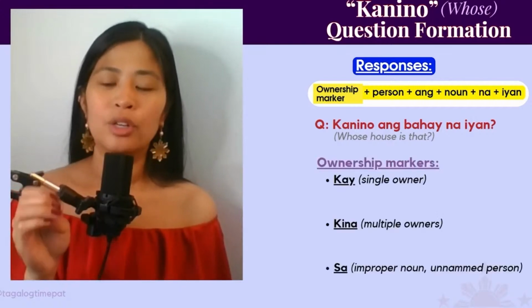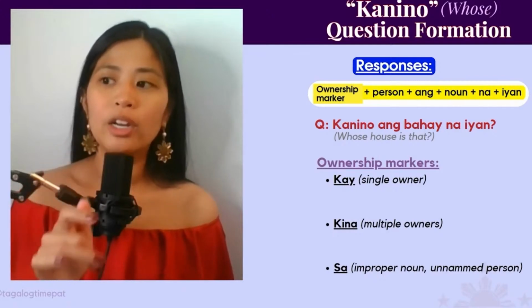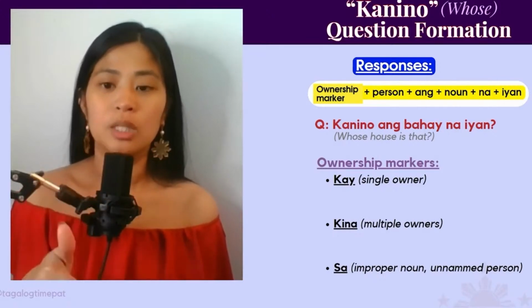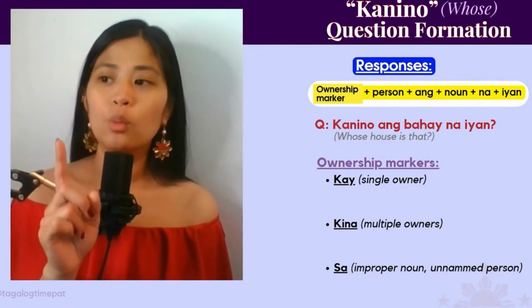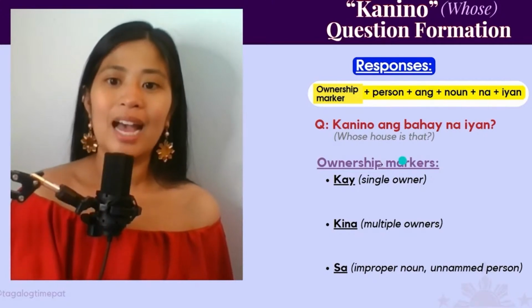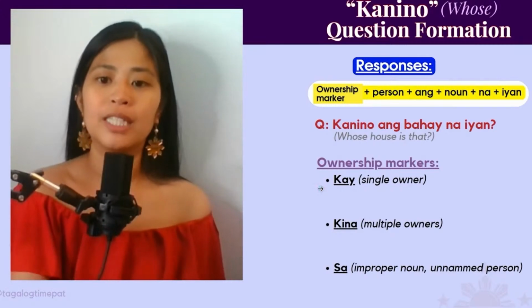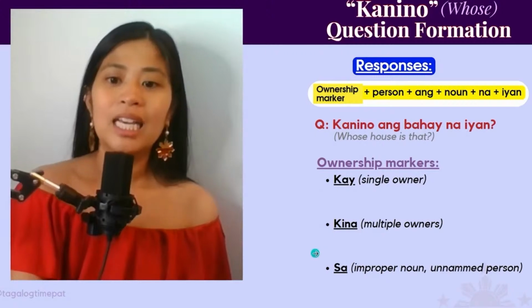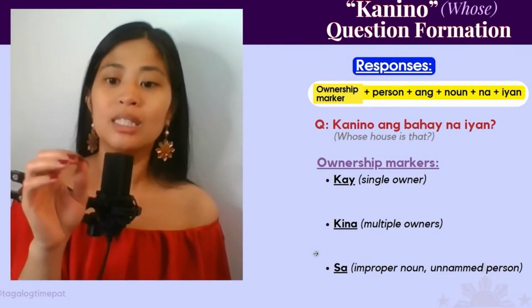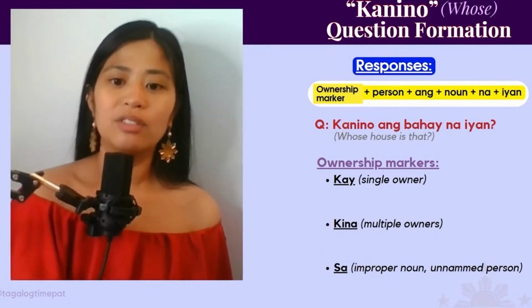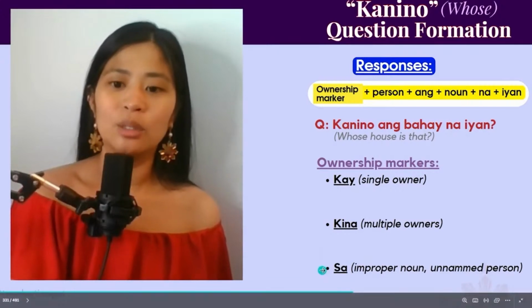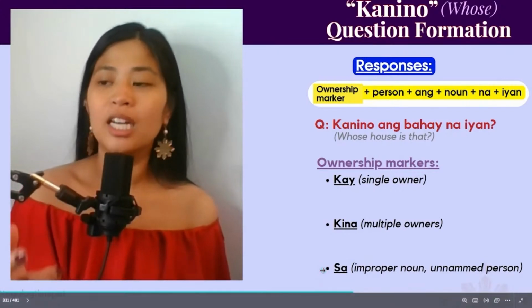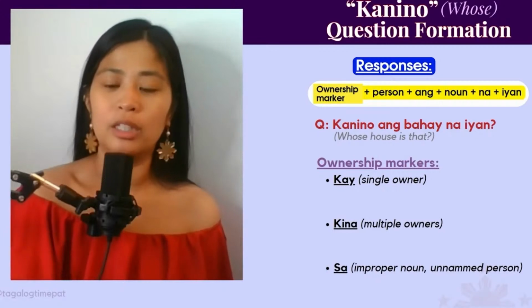Here are the different ownership markers. So one of these has to be in your response. If there's only one owner, it's kay, kay. If there's multiple owners, it's kina, kina. More than one person, it's kina. If there's not a person, if there's no one's name, then you would have to use sa, sa. So it's an improper noun or an unnamed person. So we'll see what that would look like.